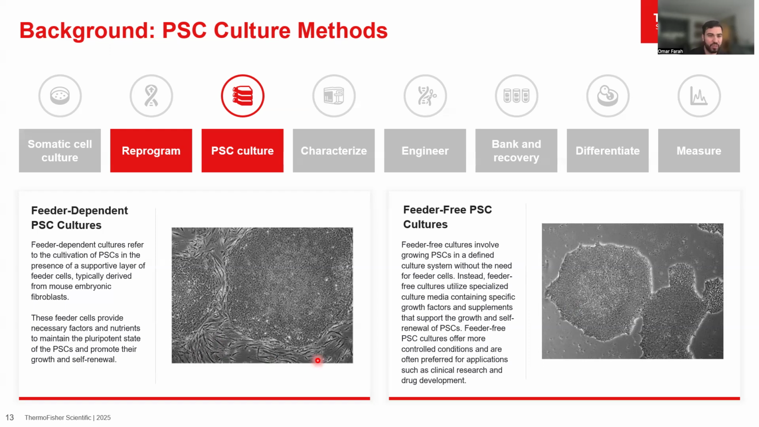But also, the feeder-dependent cultures tend to take a little bit more prep time. You have to prepare your mouse embryonic fibroblasts and plate them before your iPSCs. And so just to maintain the cultures as only human cells, most folks you'll see have moved into a feeder-free PSC culture system. But this isn't really to say that one culture is better than the other. They both have certain advantages. Feeder-dependent cultures tend to be really robust as well, so there are definitely applications for both.